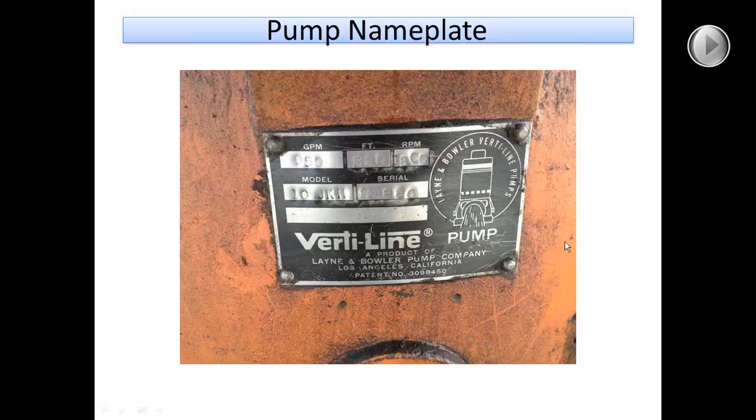This slide is a picture of a pump nameplate. This is a vertical turbine pump. We talked about those yesterday. I couldn't find a good picture of a centrifugal pump nameplate to show, but they would be kind of similar to this. So this gives us good information. If it's correct, it tells us who the manufacturer is. This is a Vertiline. It tells us the pump model number, the 10JKH.